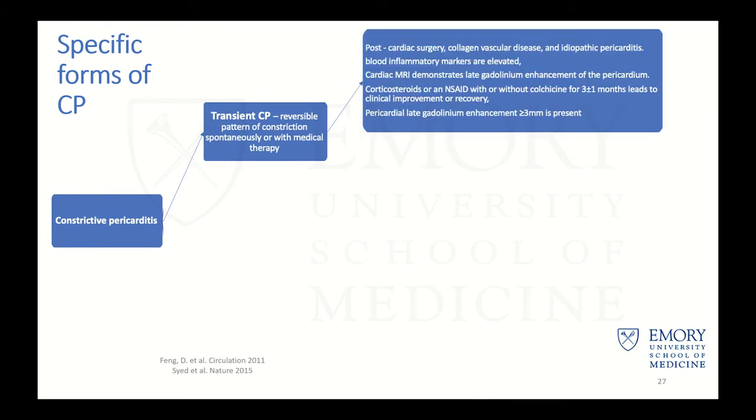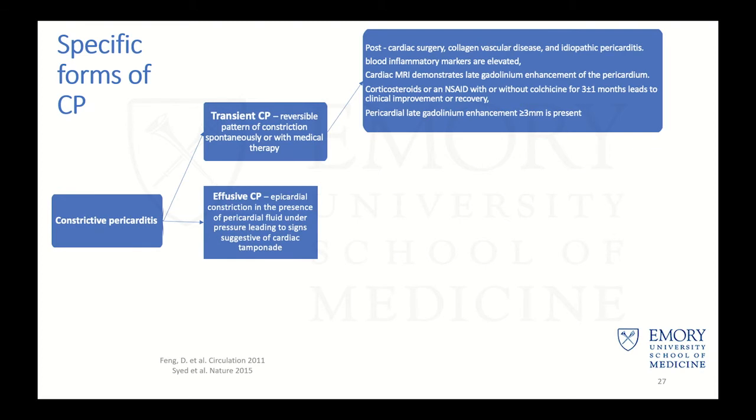So most common causes are post-cardiac surgery, some collagen vascular diseases. MRI can be useful to look at that late gadolinium enhancement on the pericardium to help you decide whether you want to treat it with steroids or not. But it's usually a milder form, and it's very transient.